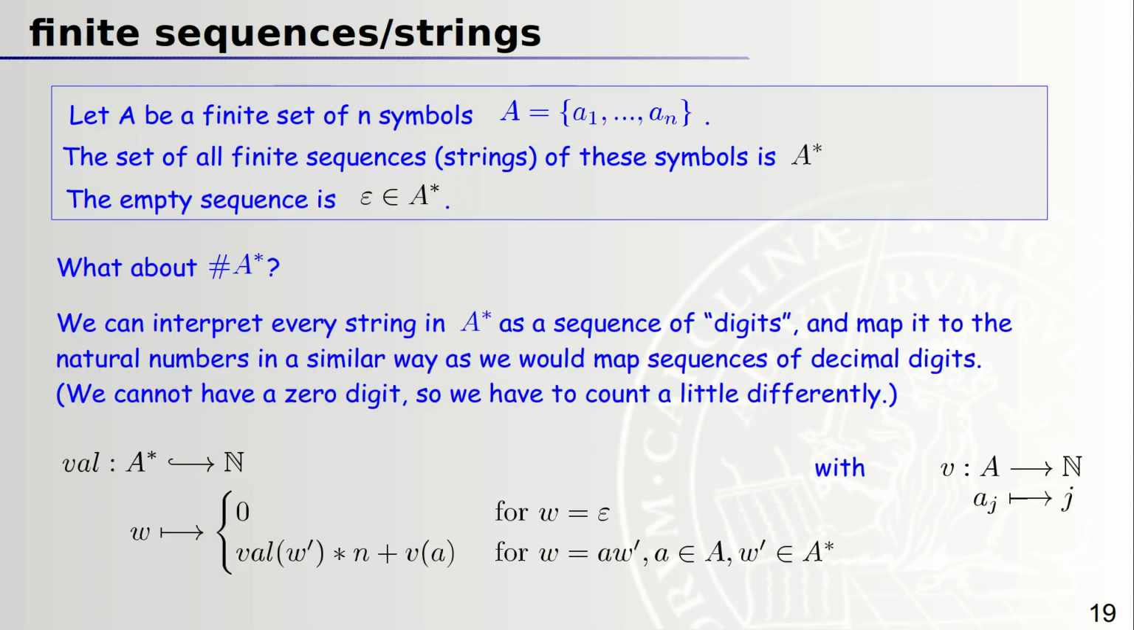The trick here is to interpret every string in A star in a way similar to how one would interpret a string of digits. The val function is an injection of A star into the natural numbers using this idea. Since we have an injection from A star to N, and the injection from N to A star is trivial for non-empty A, it follows that A star and N are equinumerous. In other words, for any finite non-empty alphabet, the set of finite sequences over that alphabet is countable.